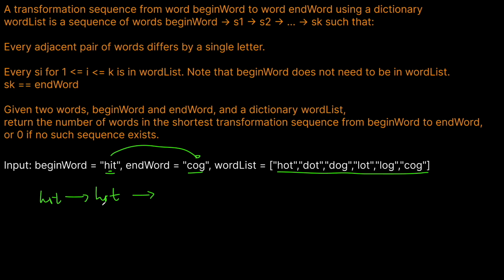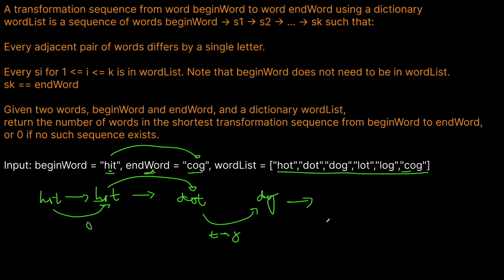So we'll go from hit, change this to an O. Then from hot, we're going to go to dot, so we're going to change the H to a D. And then from dot, we're going to go to dog, so we're going to change the T to a G. And then from dog, we can change the D to a C and end up at cog, which is our final word. So we have found a solution.